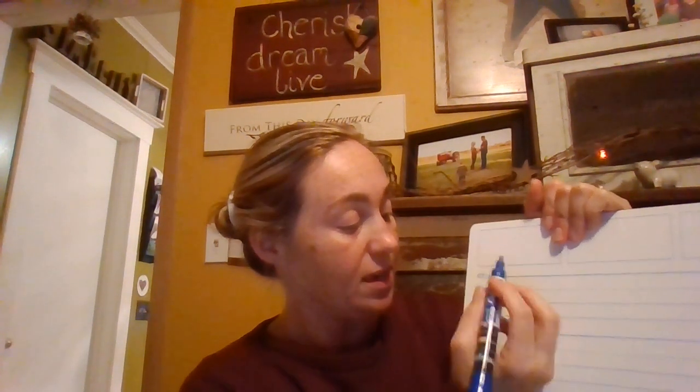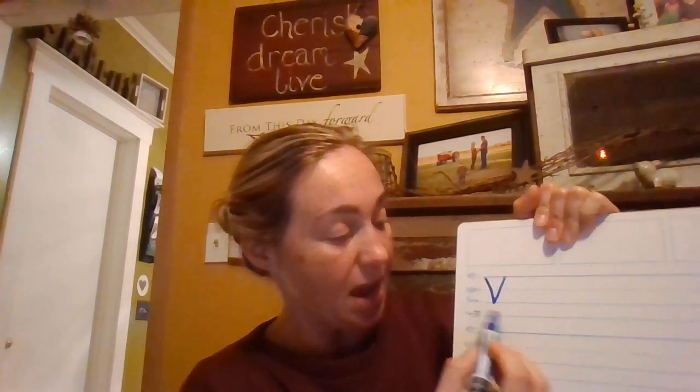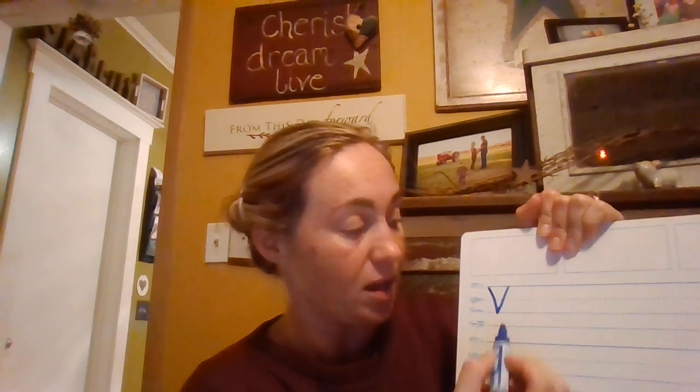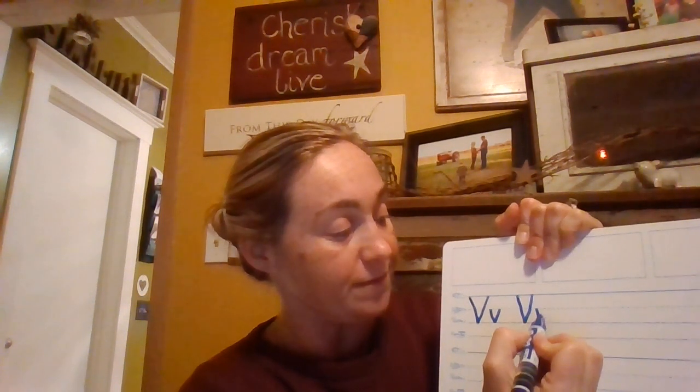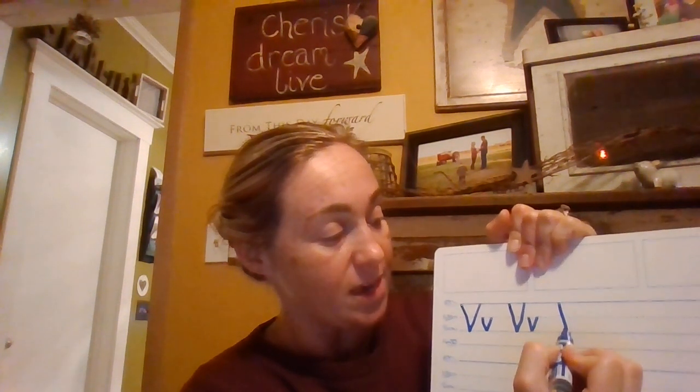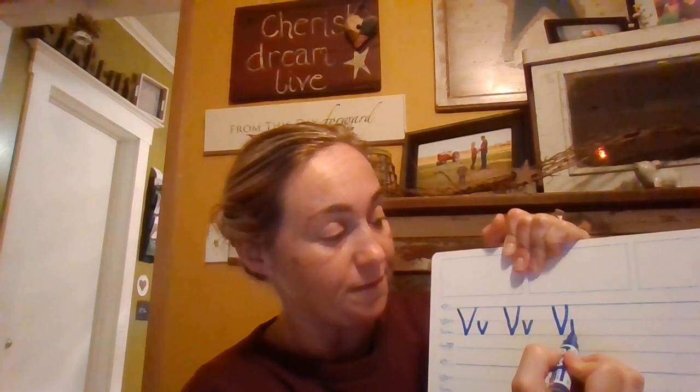Okay, we're going to start with letter V, capital V, skyline down to the grass, back up to the sky. And of course, I have that point down there. Lowercase v is the same thing, just plane line to the grass. And I say V, van, V. V, van, V.